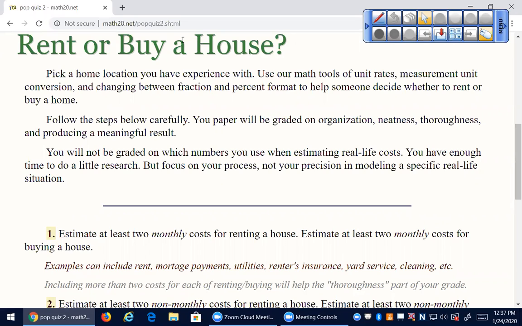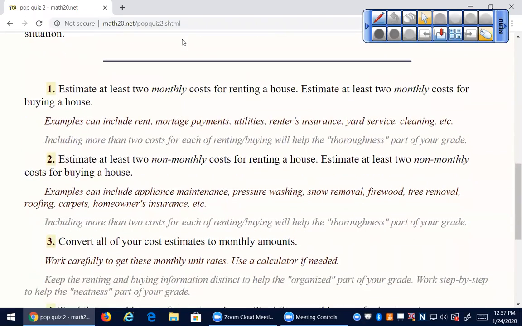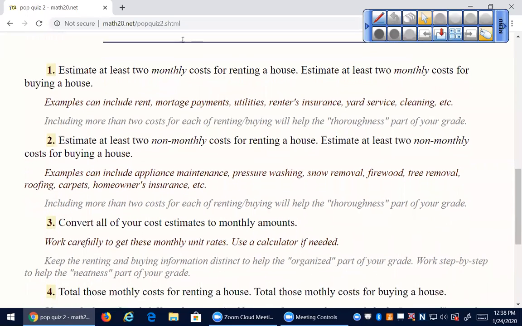So let's look at the steps before I hit send. First, think of at least 2 things that are monthly costs for renting a house and 2 that are monthly costs for buying a house. Have a similar house. It's not a fair comparison if you're like, should I buy a mansion or rent a 1-bedroom? Then think about non-monthly costs. And if you have trouble brainstorming, I've given you some examples. You can make up your own too. Convert everything to a monthly amount, because you can't compare apples and oranges. So get monthly amounts for everything. Then add them all up.